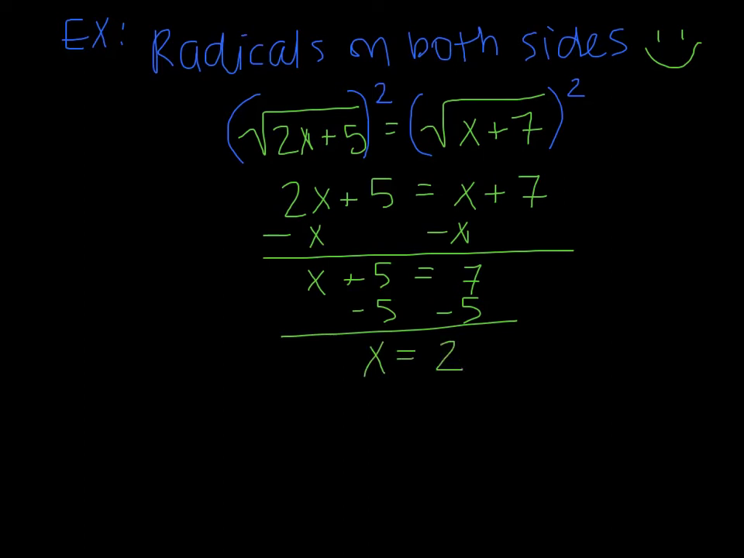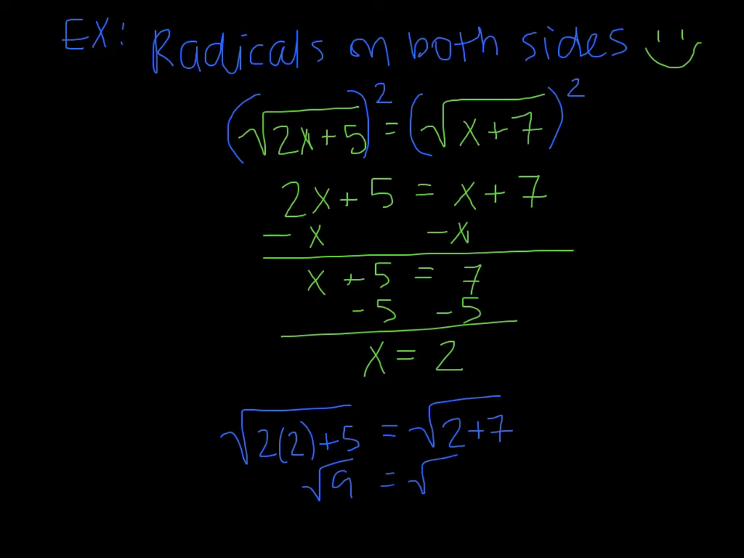We're going to do the check for these because some of these are going to have extraneous answers. In this case, we don't have an extraneous answer because when I plug this in, I get the square root of 2 times 2, plugging in for x, plus 5 is equal to the square root of 2 plus 7. So I get the square root of 9 equals the square root of 9.